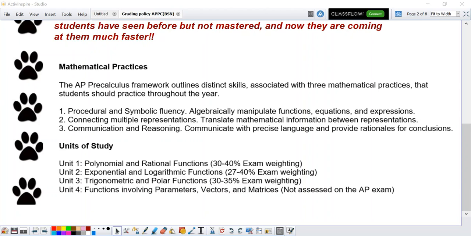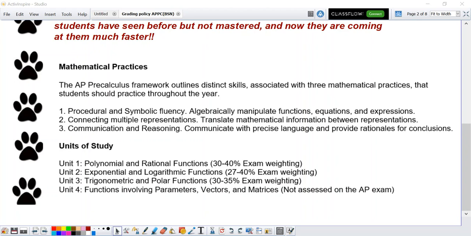We have 4 units for this course, and each unit is pretty long. Unit 1 is polynomial and rational functions, which is 30 to 40% of exam weighting. Unit 2 is exponential and log functions, which is again 27 to 40% of the exam. Unit 3 is the biggest one, which is trigonometric and polar functions, again 30 to 35% exam weighting.